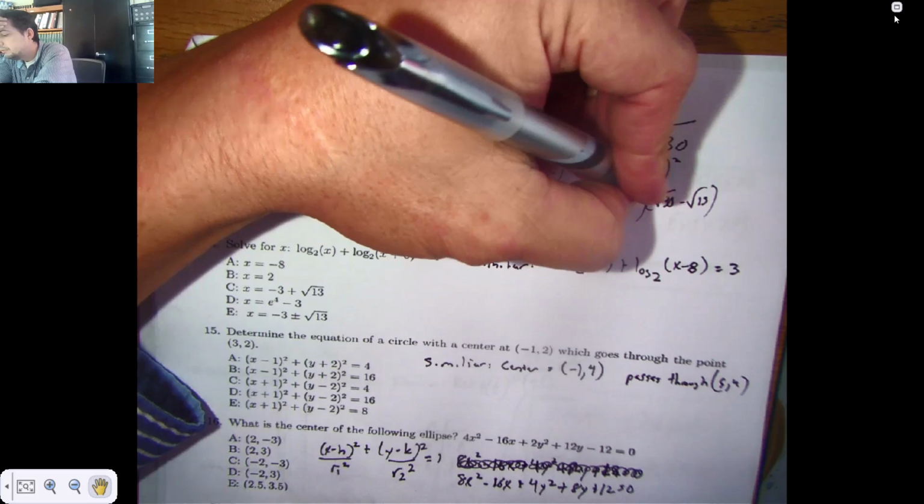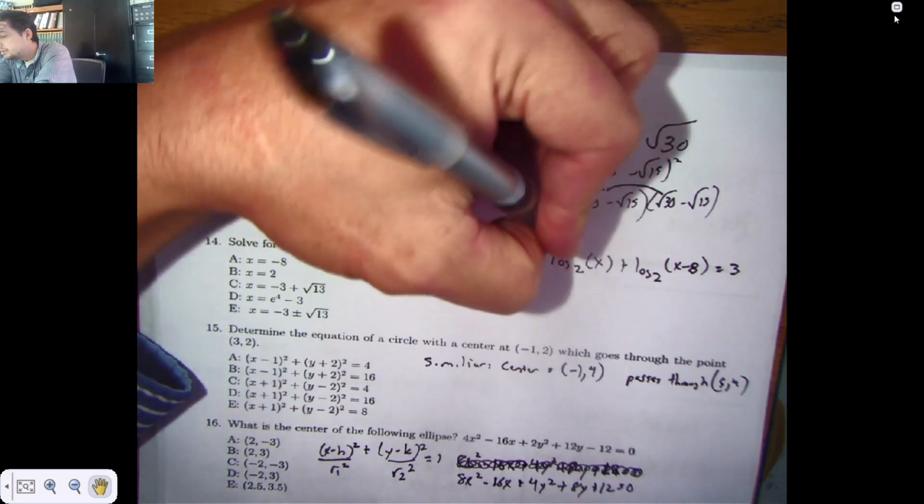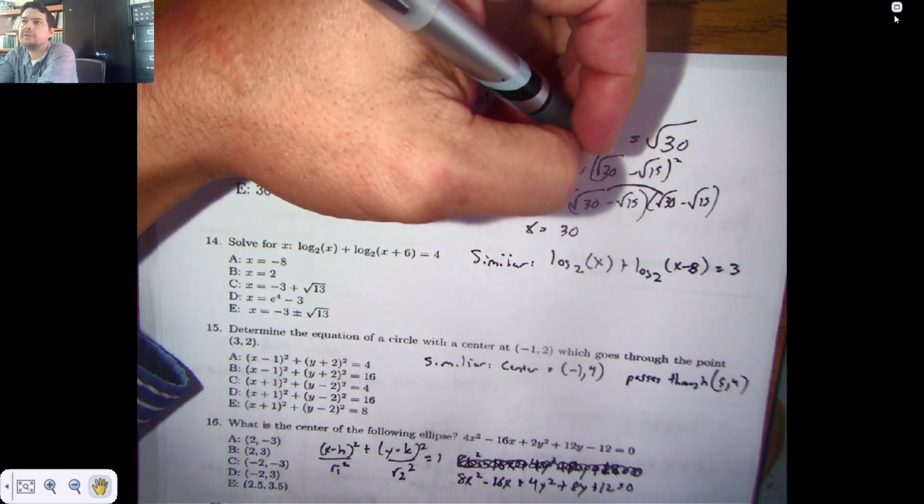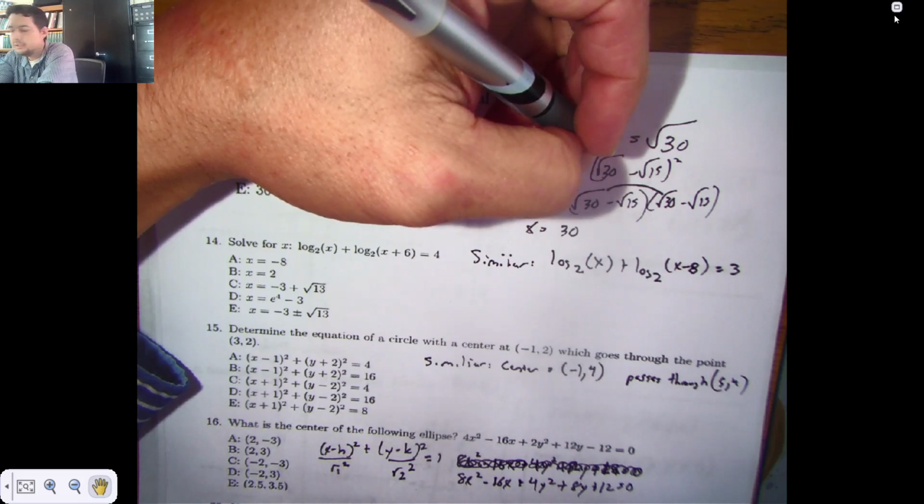I really need to stop saying FOIL. There's dangers in teaching FOIL. Kids don't realize that the distributive property applies to other things.